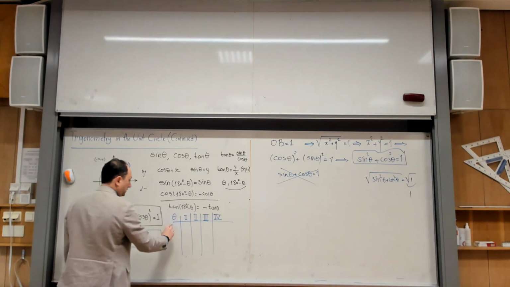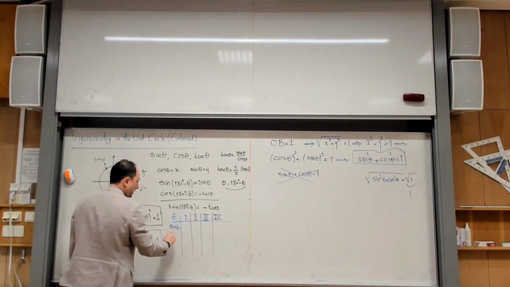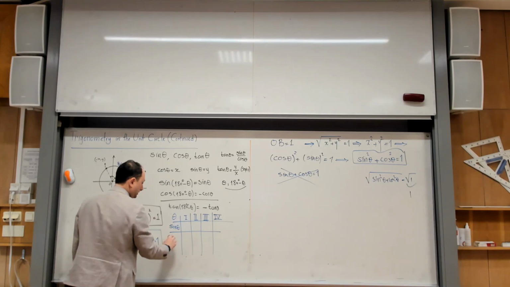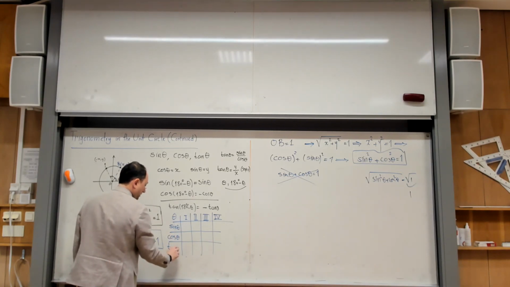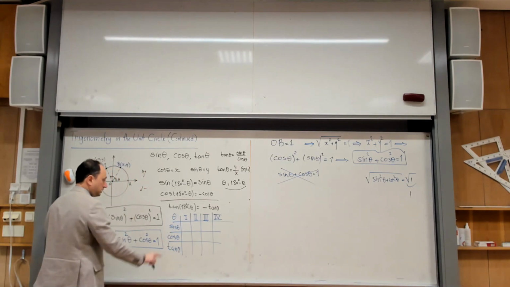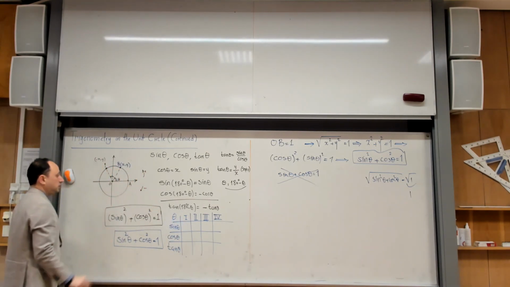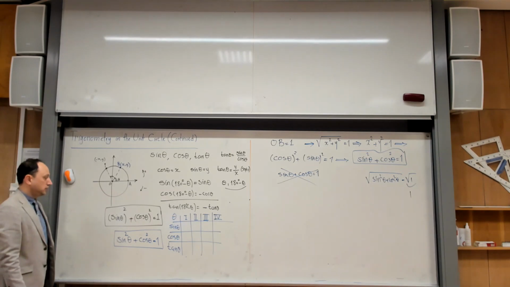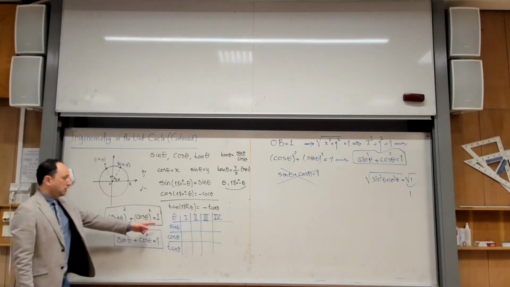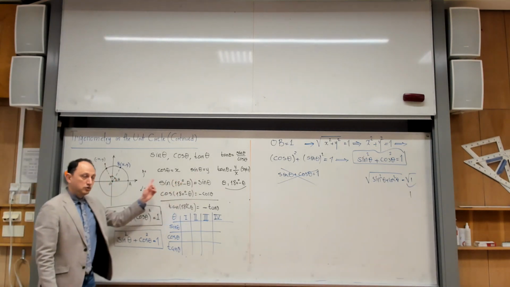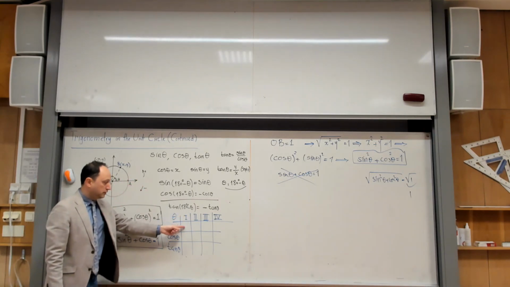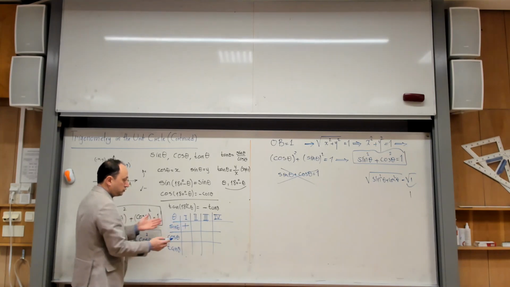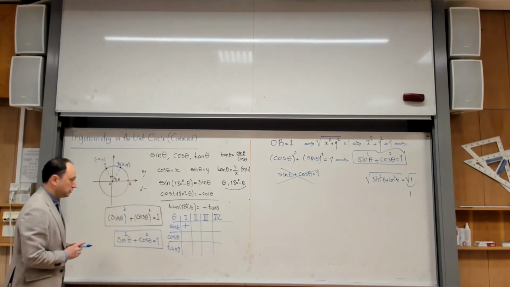So I want to see what the signs, positive or negative, of these trigonometric numbers are. If you are in the first quadrant, what happens for sine? Is it positive or negative? Because sine is the y-coordinate. You are in the first quadrant, the y-coordinate is positive. So sine in the first quadrant is positive. I don't want you to memorize that, you can immediately visualize it.